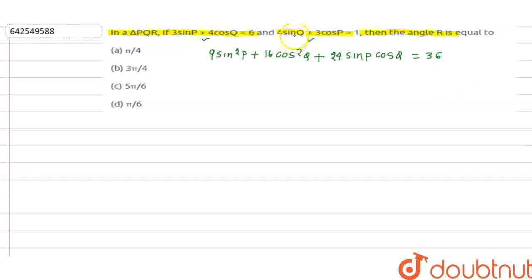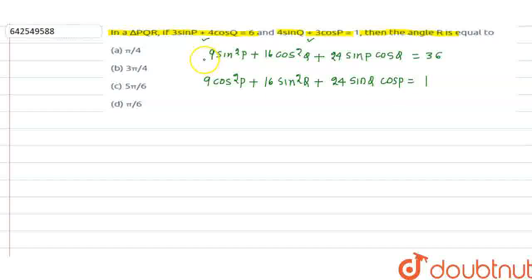Okay, and square this thing. So this will be what? 9 cos square P plus 16 sin square Q plus 24 sin Q cos P. Okay, that is equal to what? 1. Now add up both.